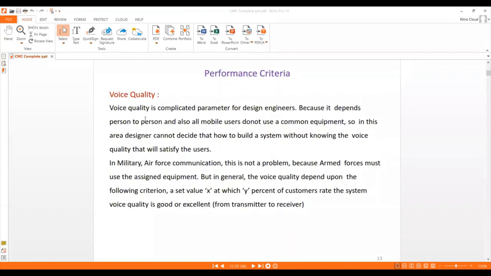Whereas in military and air force communication, voice quality is not a big problem, because they are assigned equipment which we call satellite phones, and those people don't have this problem. But a common person will have this problem with voice quality while assessing this performance criteria.